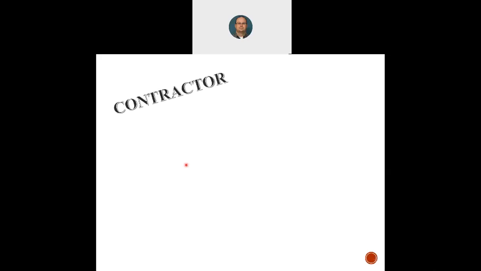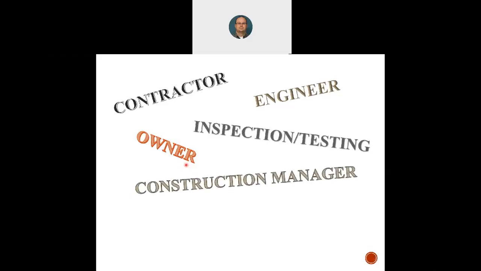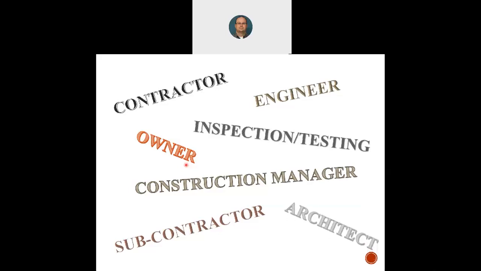Who is involved in constructing any project when we deal with civil engineering or anything? So we have the contractor. It's like a puzzle piece. What I'm going to have you do is try to figure out where all these pieces of the puzzle fit together and who does it. We have the contractor, we have the engineer, inspection and testing, the owner, the construction manager, subcontractors, and the architect. These are the main roles in a commercial or civil engineering project.